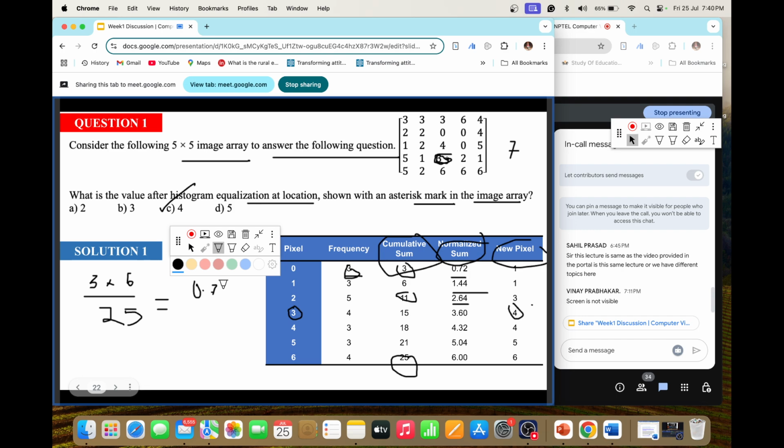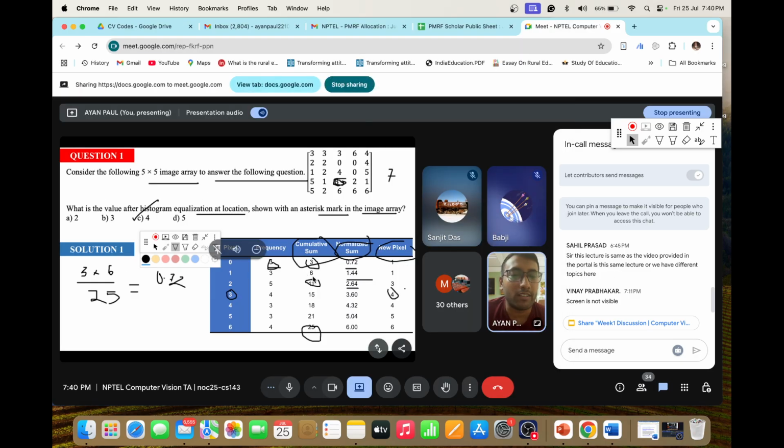How do you calculate it for the 1 pixel? That is 6 into 6 divided by 25. For the next one, it is 11 into 6 divided by 25. That is how you calculate the normalized sum. Is it clear? Yes, understood, sir. Thank you. Is the sum clear to all of you?